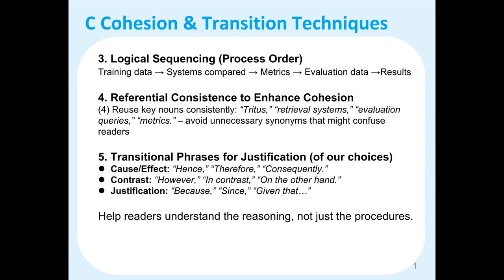The fifth technique is 5. Transitional phrases for justification. These phrases, such as "therefore" for cause or "however" for contrast, help readers understand the reasoning, not just the procedures. This is how you justify your methodological choices.